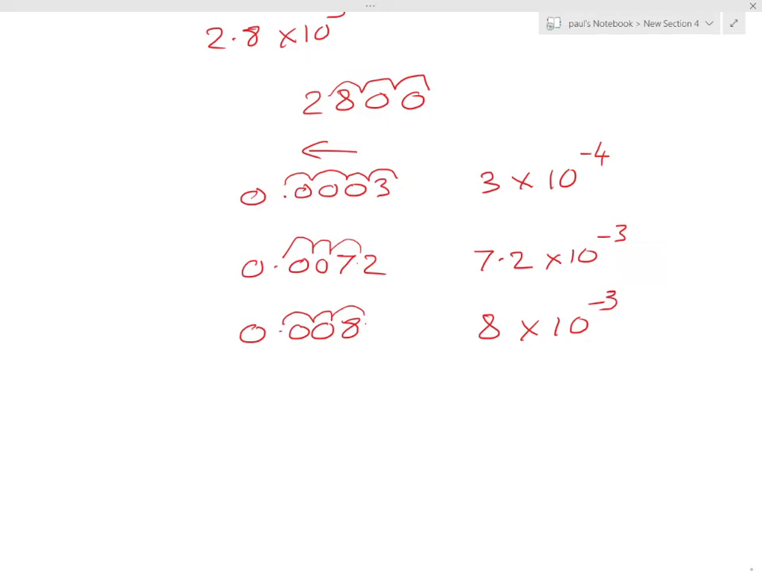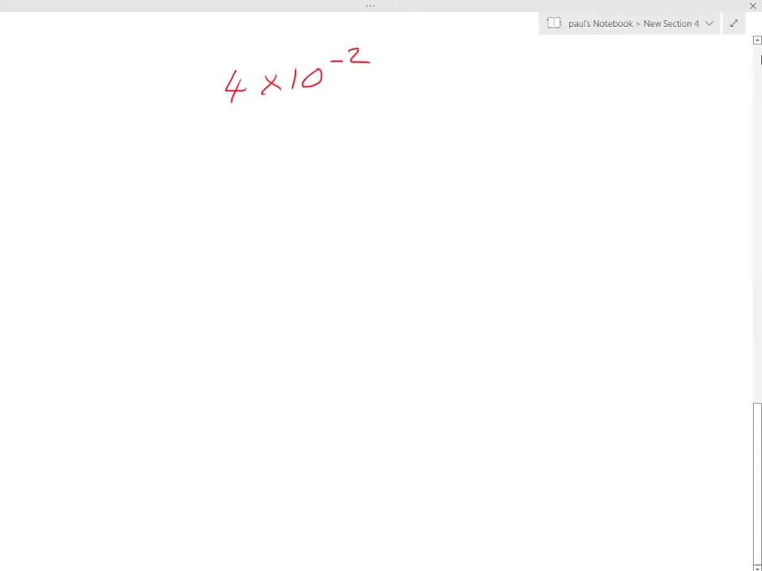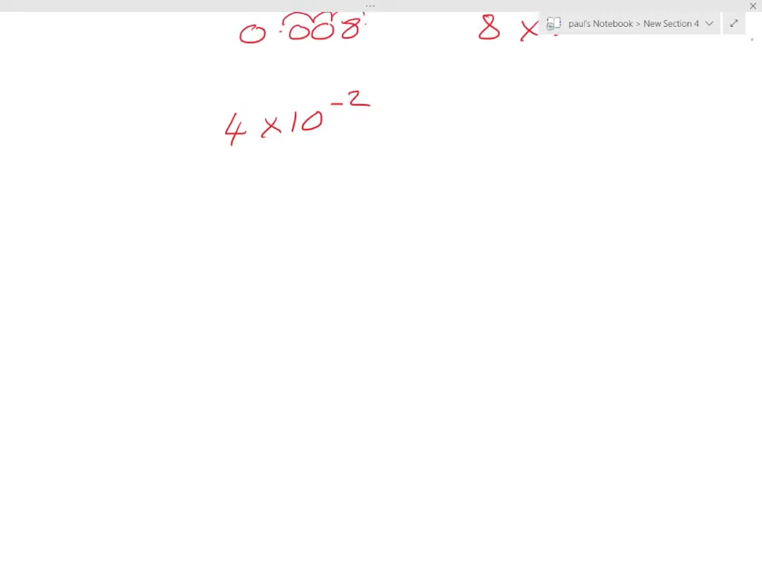Now, of course, we're going to have to go backwards the other way, aren't we? So let's do 4 times 10 to the minus 2. What we're going to do from here is go from the 4 to where the decimal point would be, and we're going to go left 2 places: 1, 2. That's where the decimal point is. So it will be 0.04.